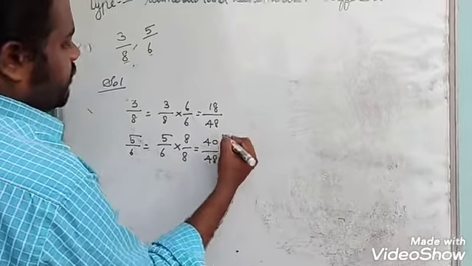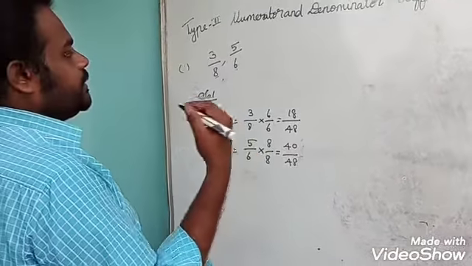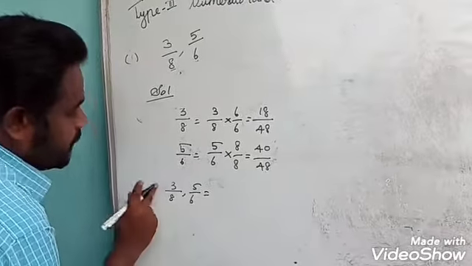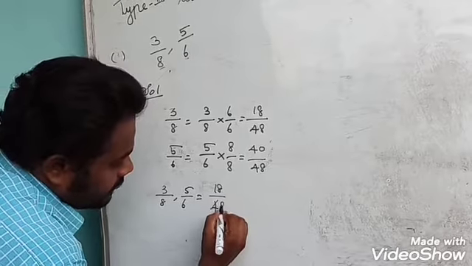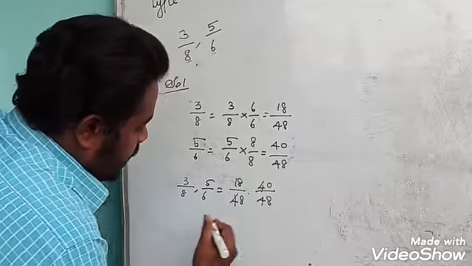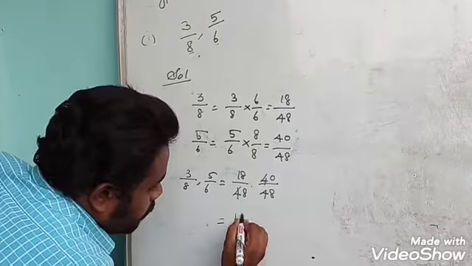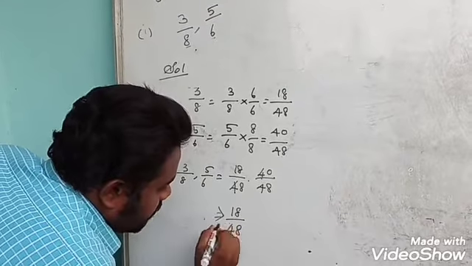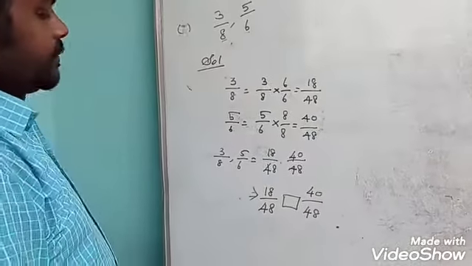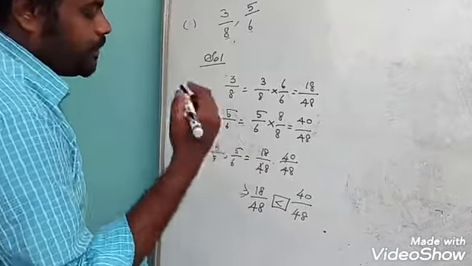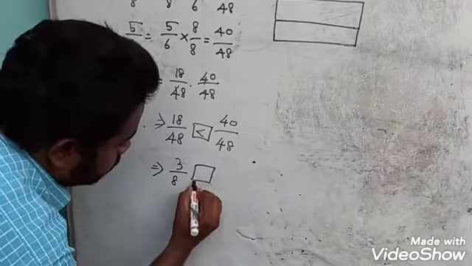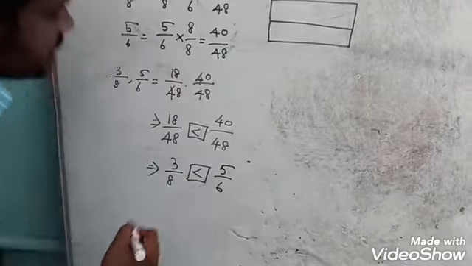Now we get the same denominator. Otherwise we have to take the LCM of 6 and 8. 3 by 8, comma, 5 by 6. 3 by 8 we found 18 by 48. 5 by 6 we found 40 by 48. Now 18 by 48 compared with 40 by 48. So the denominator is the same. Which one is the bigger one? 40 is bigger. So 40 by 48 is greater. So now we conclude 3 by 8, 5 by 6: 5 by 6 is greater.